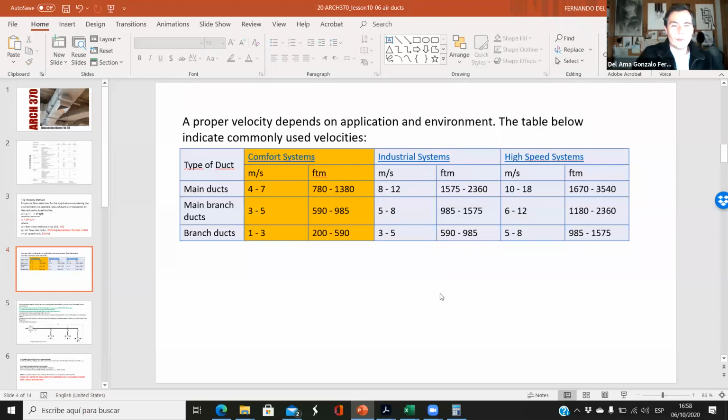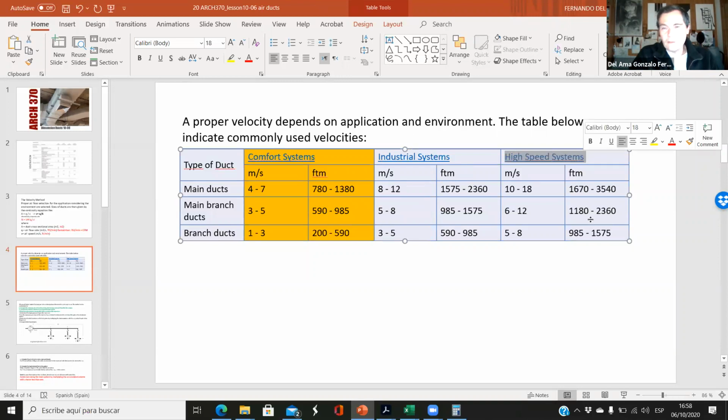It's not a building where people stay or people work. Industrial systems are in factories. We might need conditions to manufacture cars or whatever. So in this kind of industrial system, we have other velocities. And for high-speed systems, well, I don't know, probably if we are working with planes and turbines and all that stuff, we need another. But comfort systems are for buildings where people are living. We can have a building with industrial systems, or a building with high-speed systems. But it's not buildings for people.